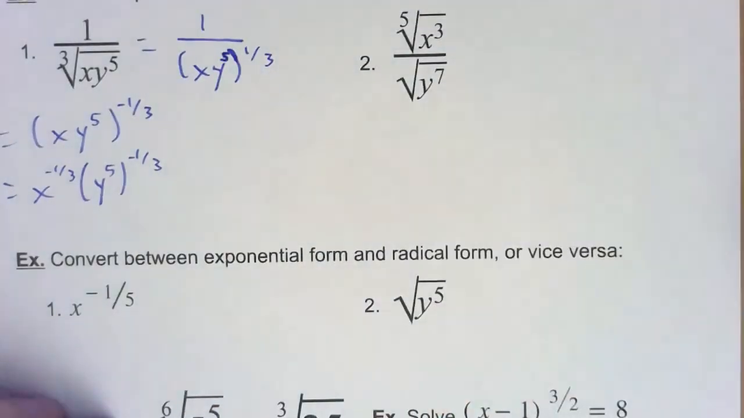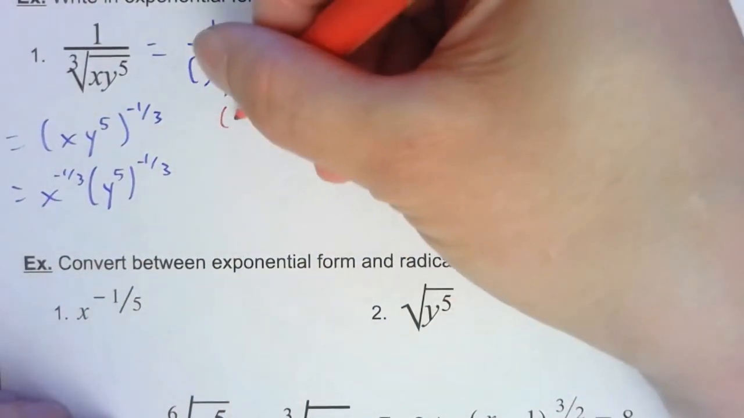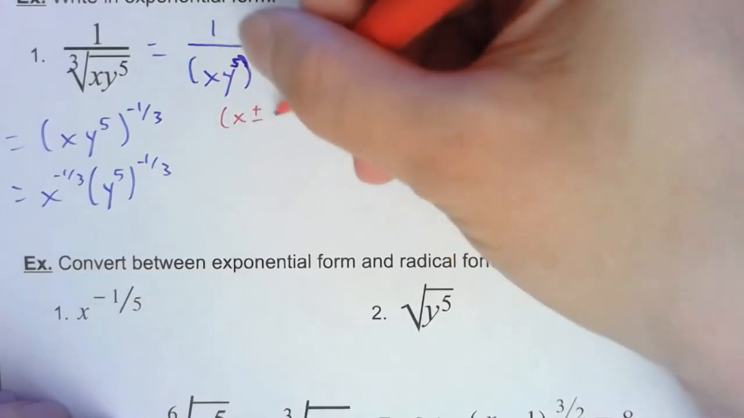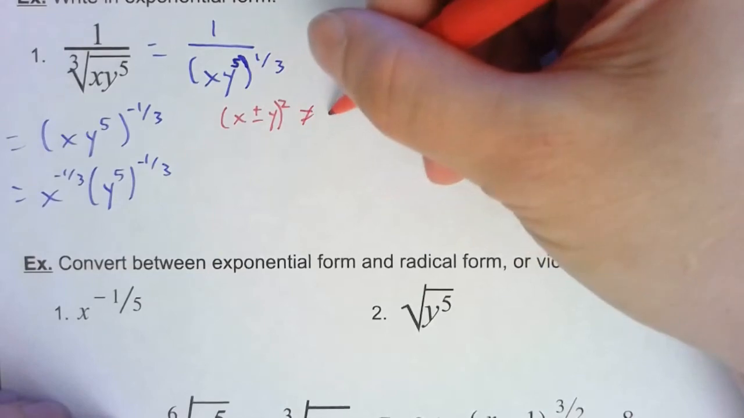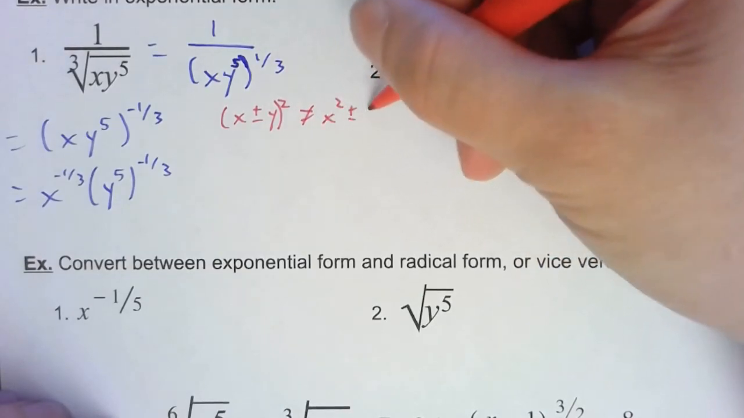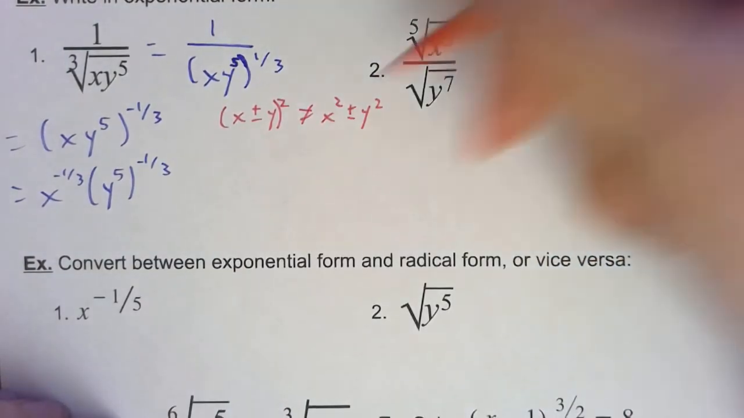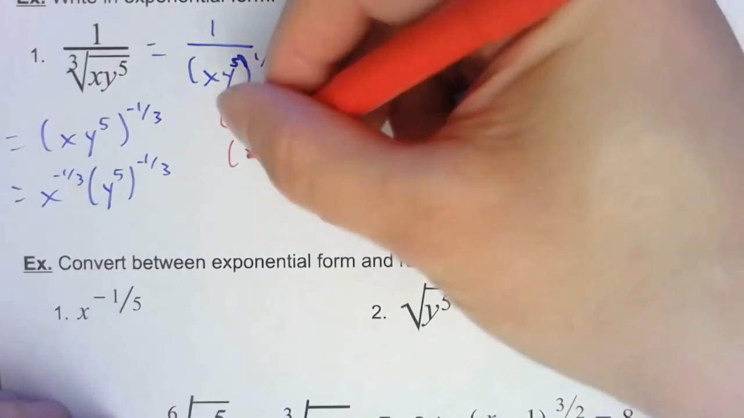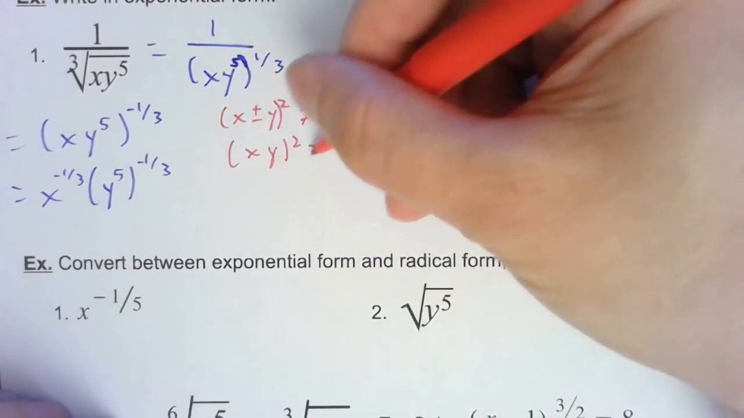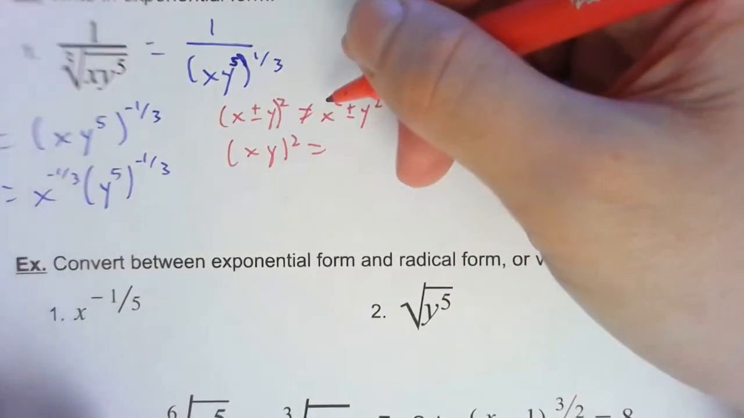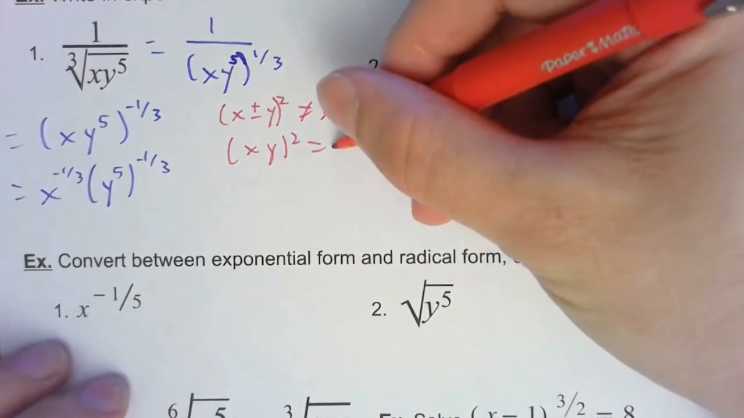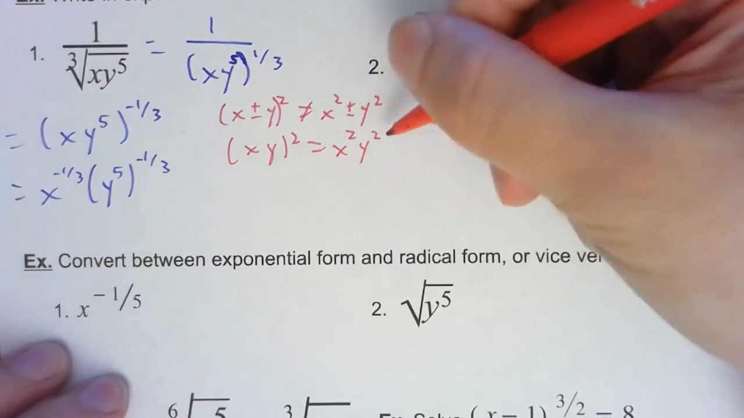If you had addition, you couldn't do this, right? Or subtraction. Like if you had x plus or minus y squared, that would not be the same thing as x squared plus or minus y squared. But if you have multiplication or division, it would work. Then you can put the exponent on both of those there. xy squared, xy times xy is the same thing as x squared, y squared.